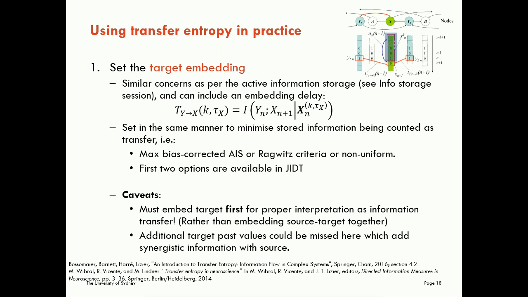Also, we must understand that once we've done that though, additional target past values could have been missed here, which could add synergistic information with the source. So it's possible you could come back later after you've embedded the target first, then think about the source as we'll do in the next few slides, and you could have a last step to come back and look at more potential values from the target to condition on as well. That's not something we normally do, but it's just something that we should bear in mind as a possibility.